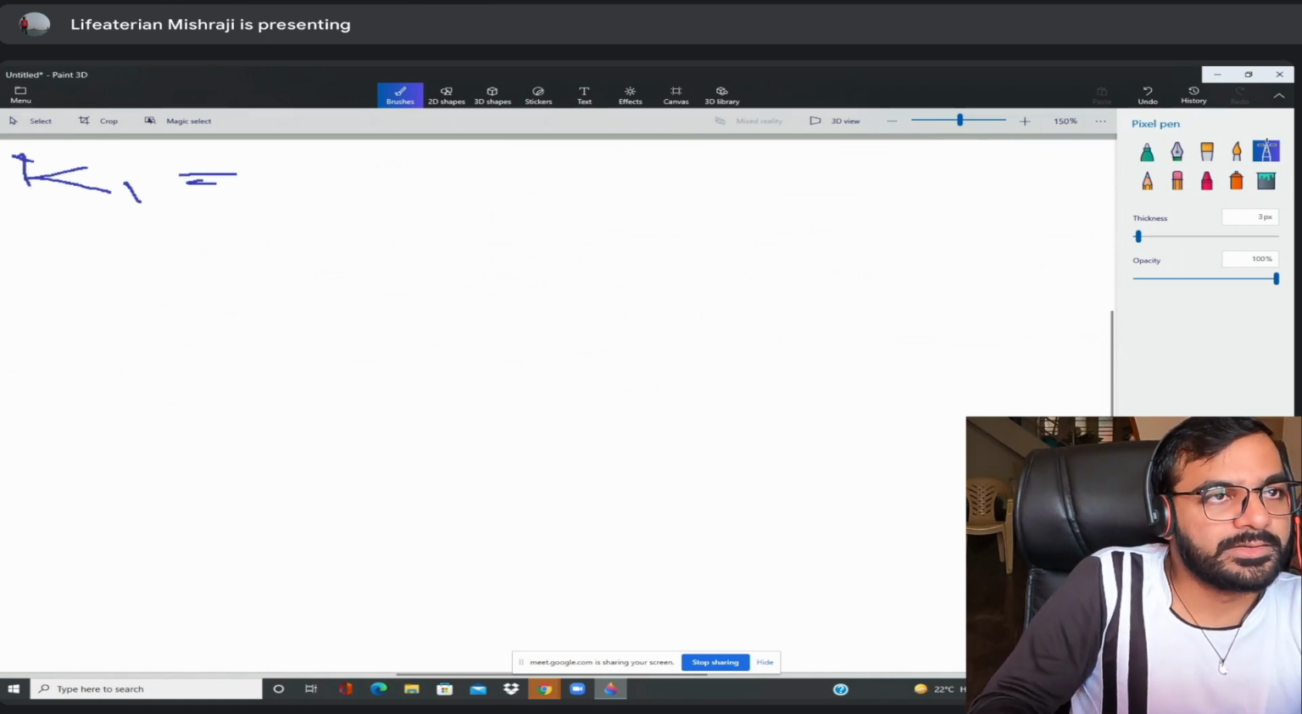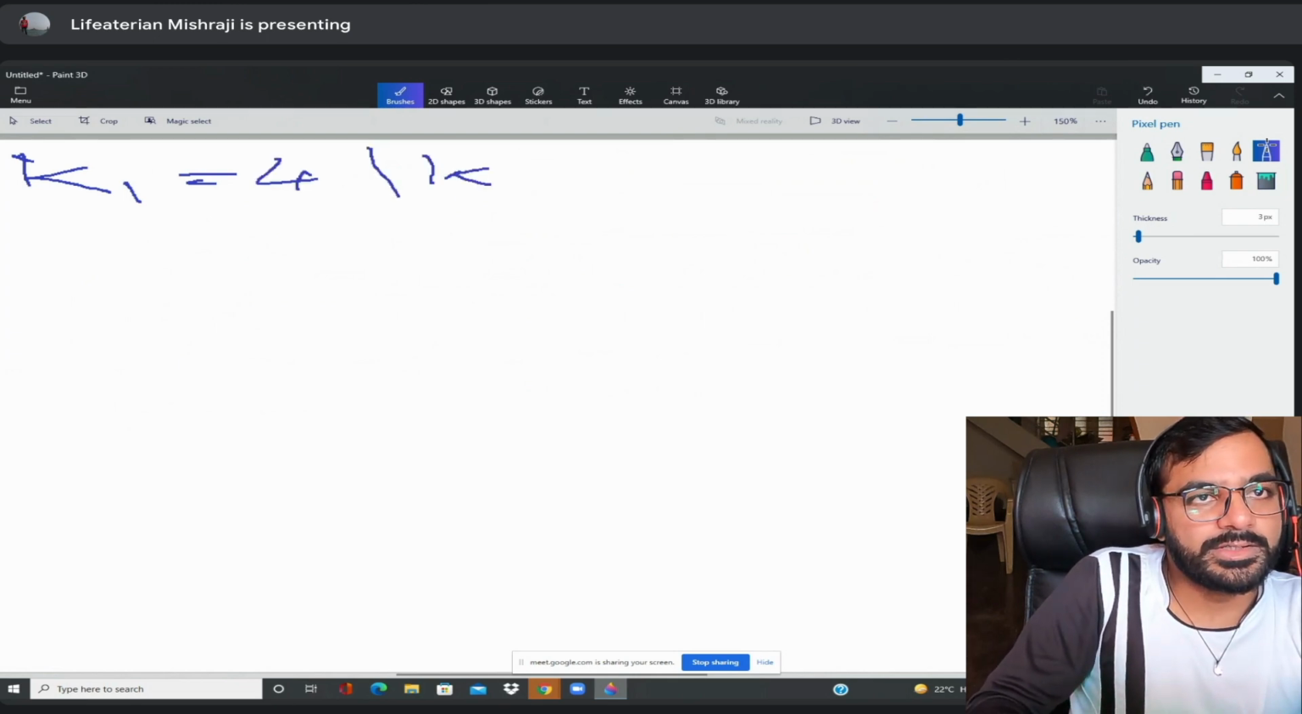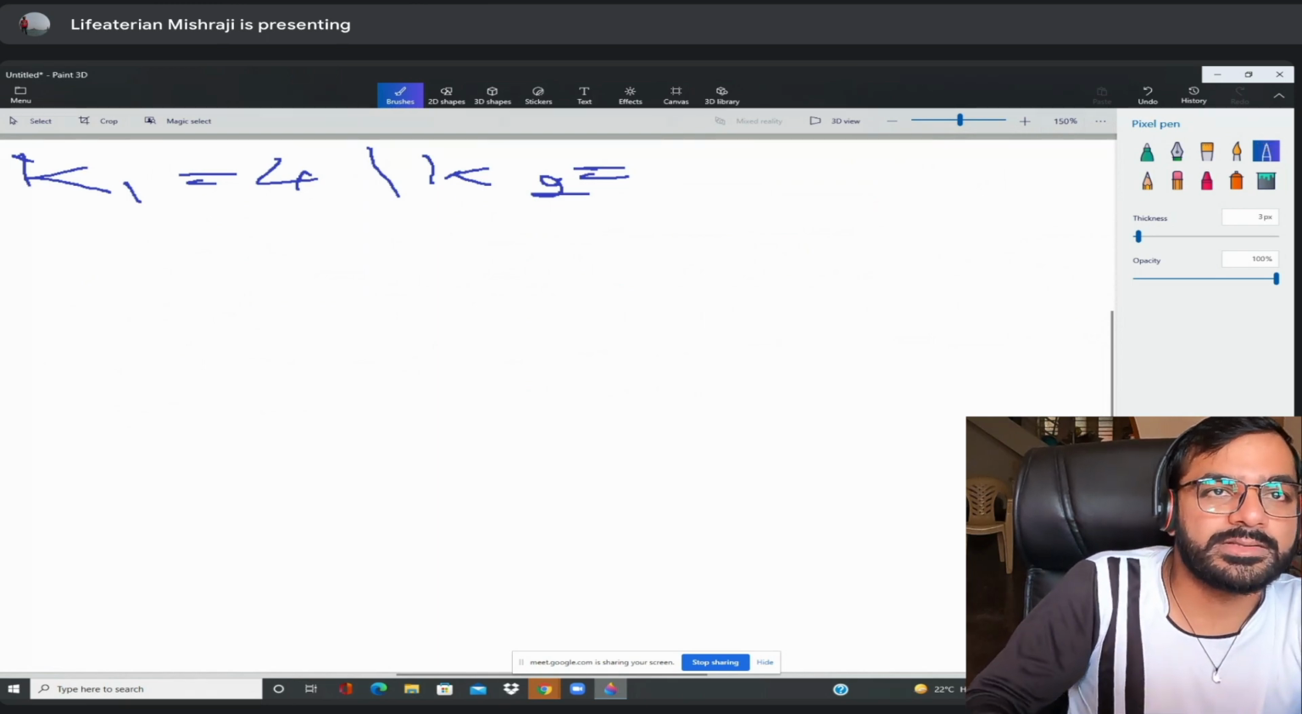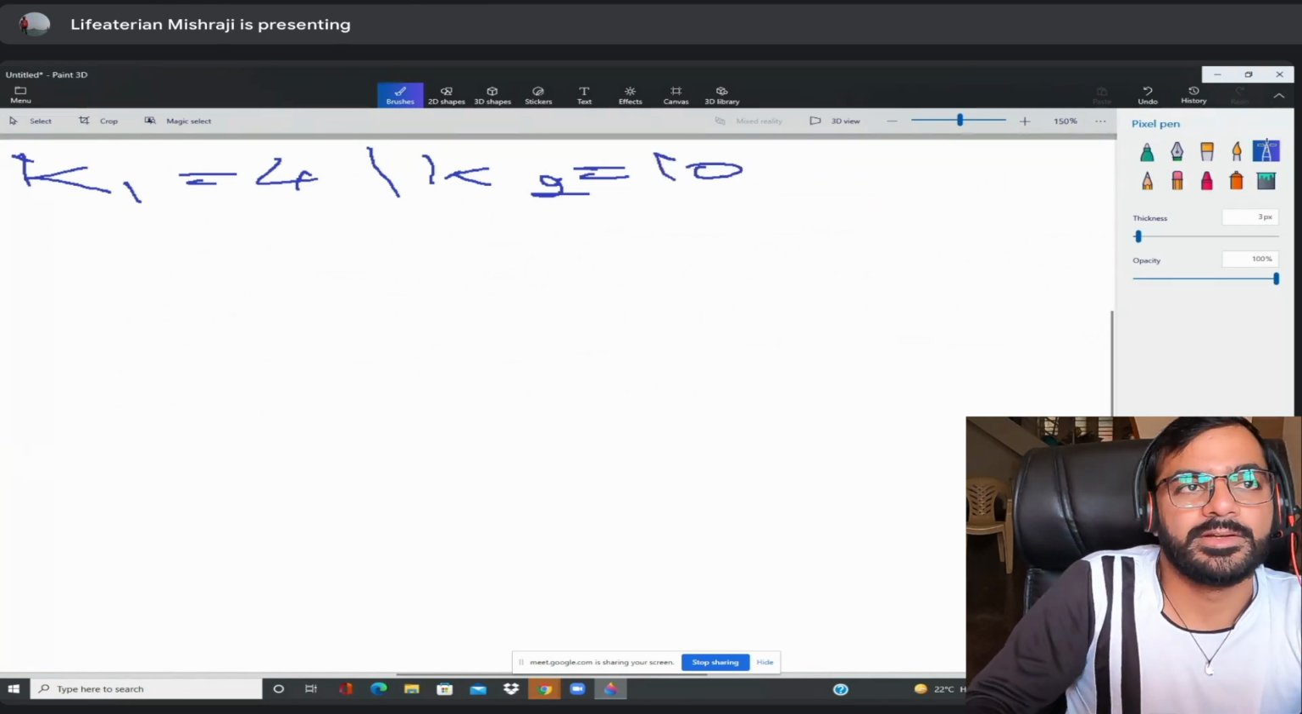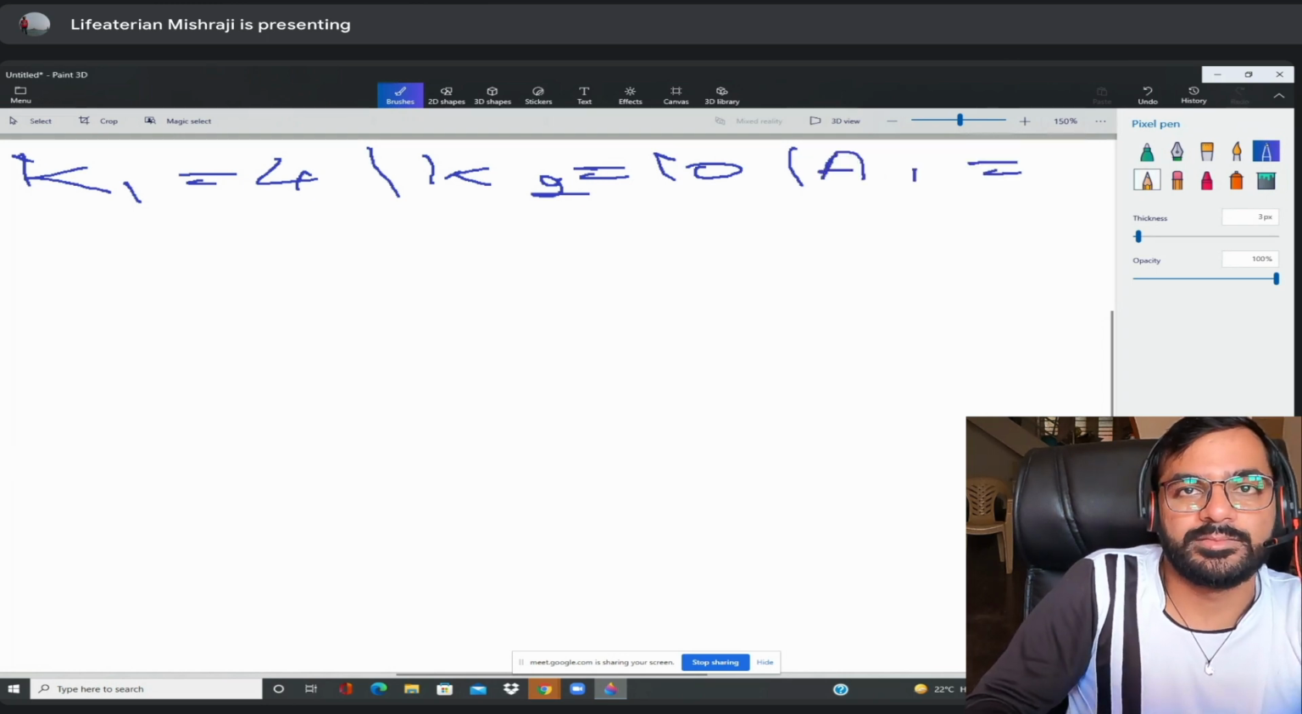K1 is Karthik. He has 4 Bitcoins. K2 is Kirtana. How many Bitcoins does she have? Example 10. Well, she's rich. And we have Aishwarya, it will be A1, and we'll say she has 5 Bitcoins.